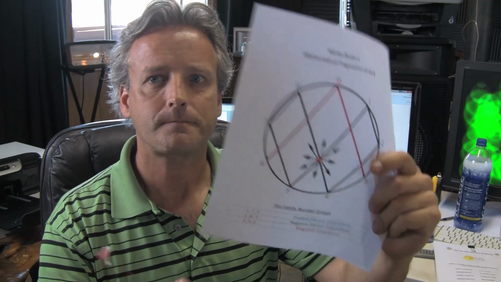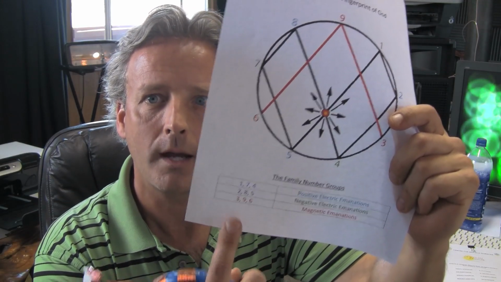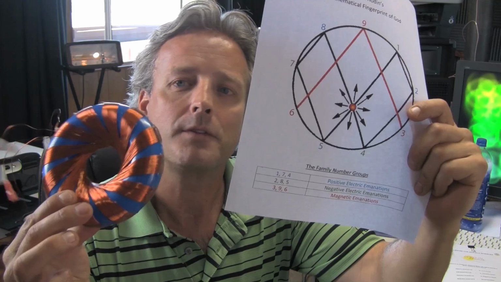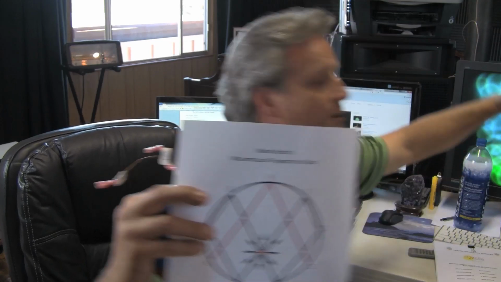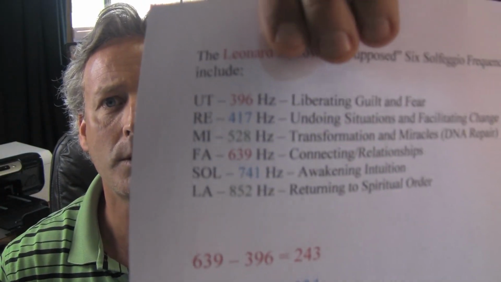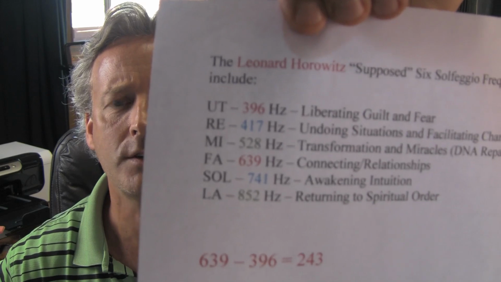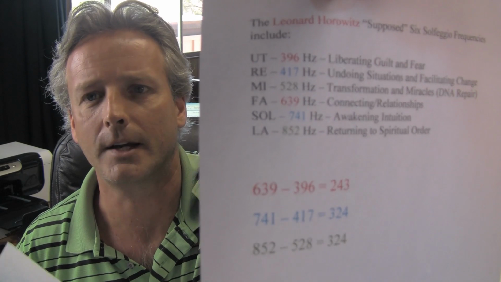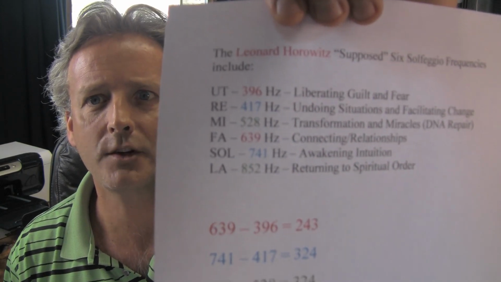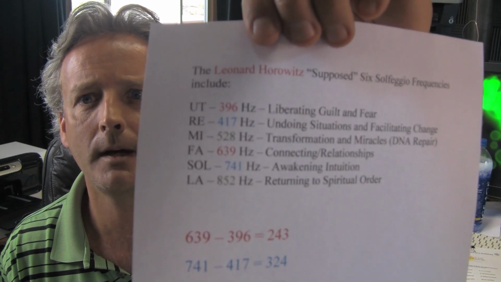Okay, so let me just make this point very clear. These family number groups are what's stationary within this coil. And if you look at these family number groups, they're also very similar. They're actually the same number groups that Leonard Horowitz uses for his so-called ancient solfeggio frequencies. Marko Rodin came up with these family number groups 30 years ago. This came along much later. These are just recent. They're the exact same family number groups, except that Leonard Horowitz decided just to shift them.